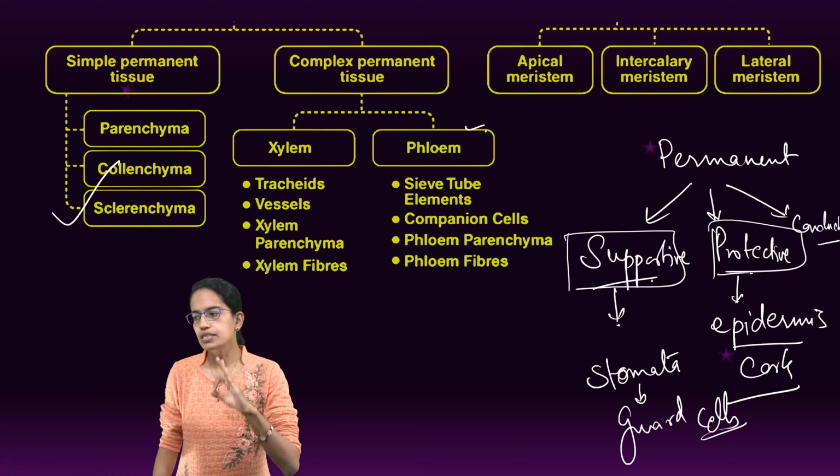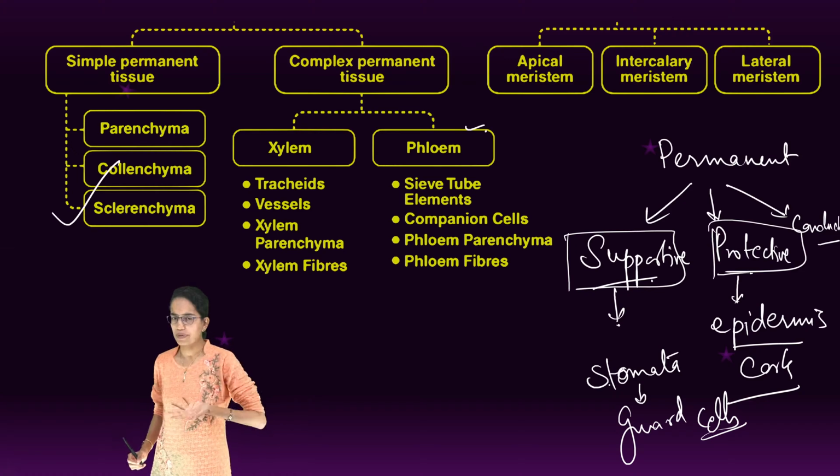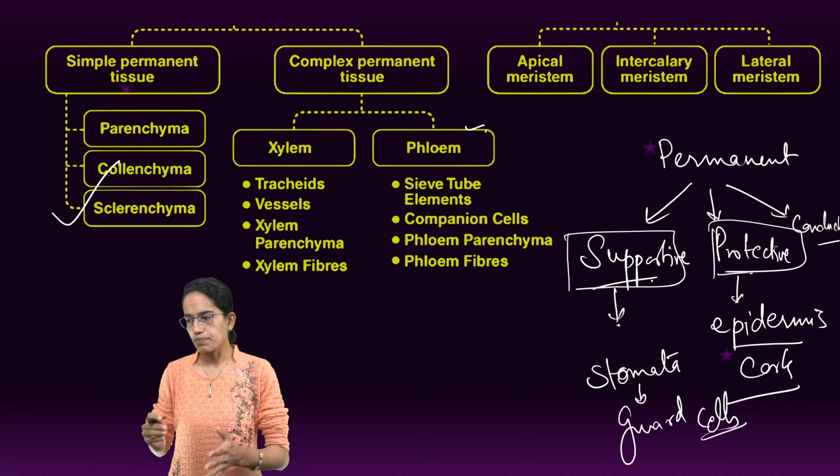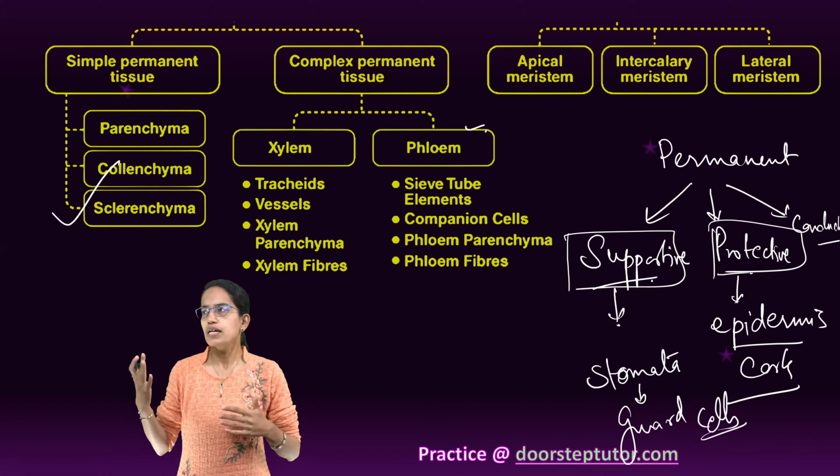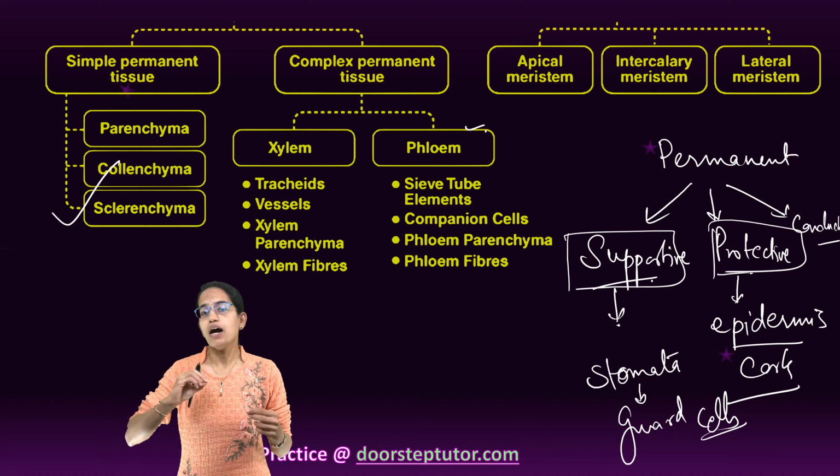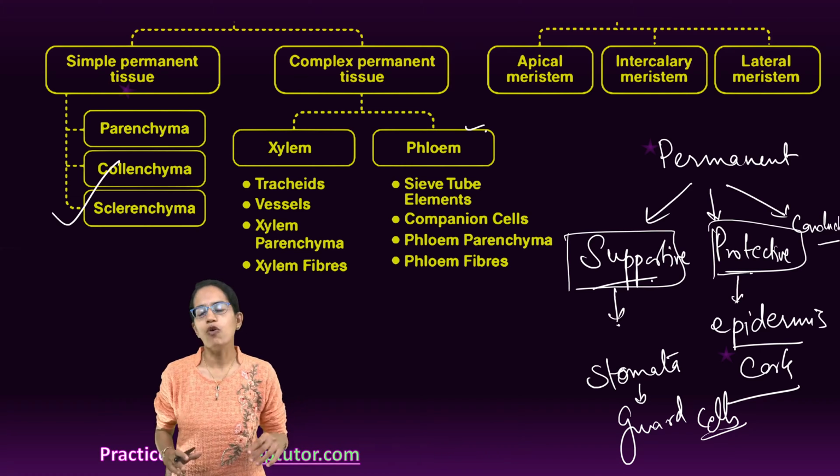So epidermis: the upper epidermis, lower epidermis in the case of a leaf. Now sometimes this epidermis is again important because in certain cases it does form cuticle.